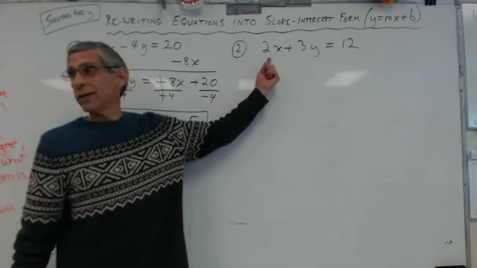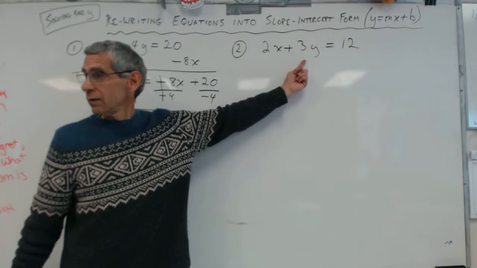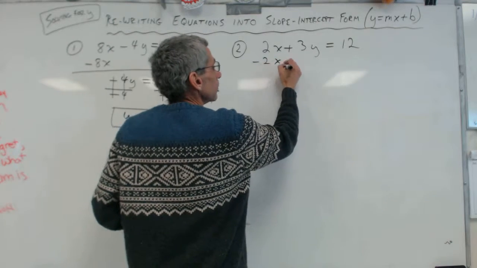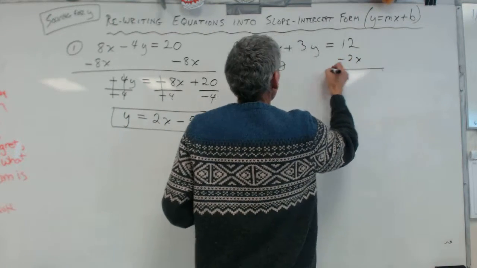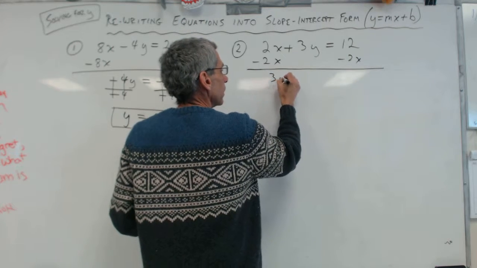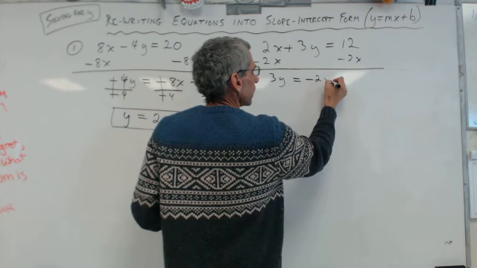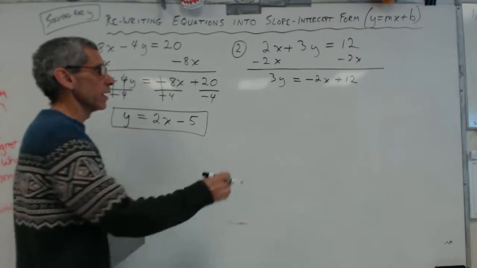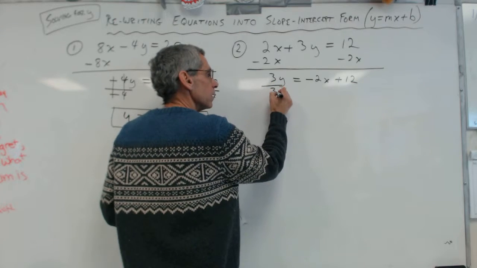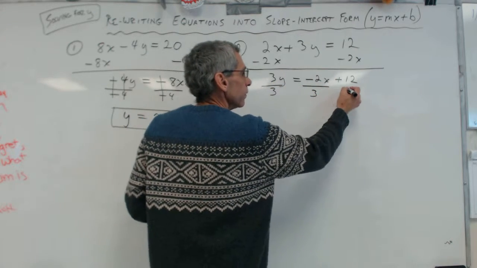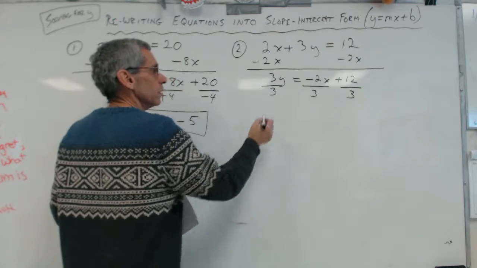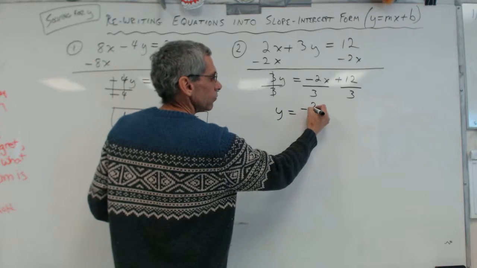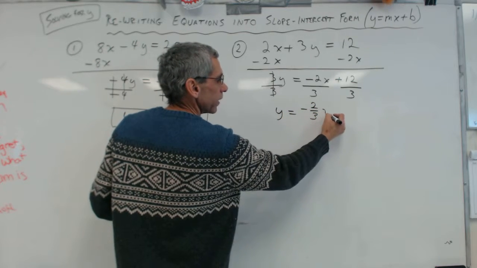I would say my 2x is in the way, and also my 3. I'm going to get rid of my 2x first. I'm going to subtract 2x. That gives me 3y is equal to -2x plus 12. Now I see my 3 is in the way, so I am going to divide by 3. What's 2 divided by 3? The 3's cross out. Negative 2 divided by 3 would just be -2/3.